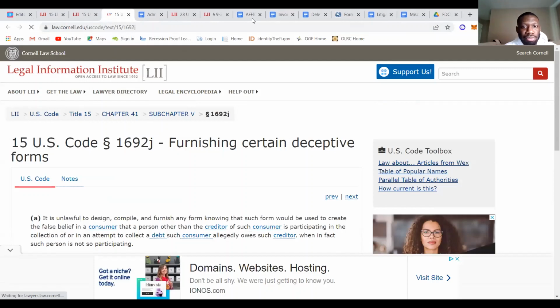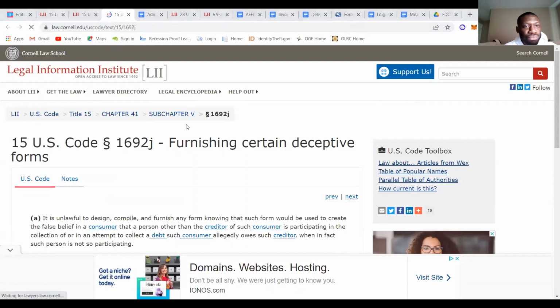Furnishing certain deceptive forms. This applies to everyone, right? Chase, etc. Yes, it applies to Chase. If they're attempting to collect a debt from you, they are a debt collector. So yes, it applies to them.